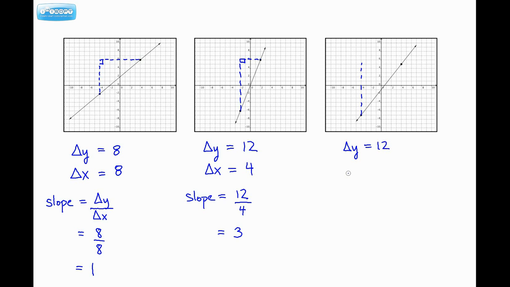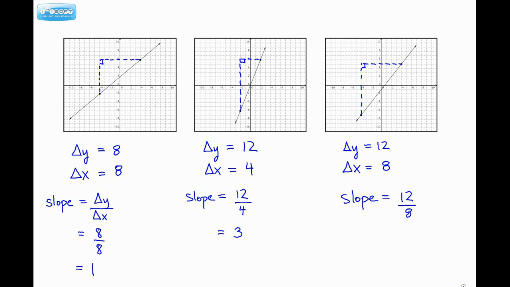Positive because we're going up. And horizontal change: 1, 2, 3, 4, 5, 6, 7, 8. And we're moving to the right. Again, that's a 90-degree angle. So therefore, the slope of this line is 12 over 8.